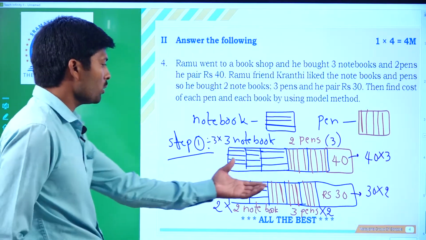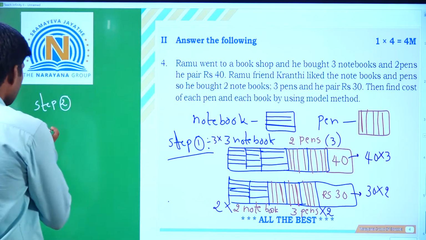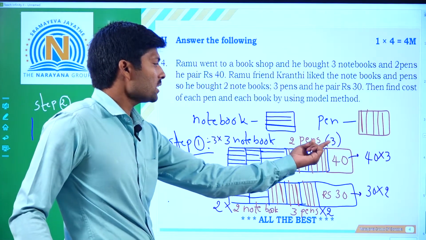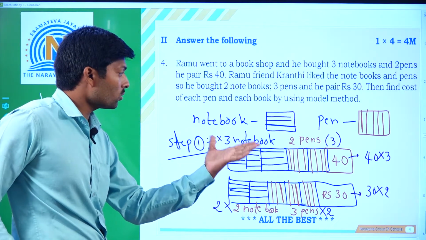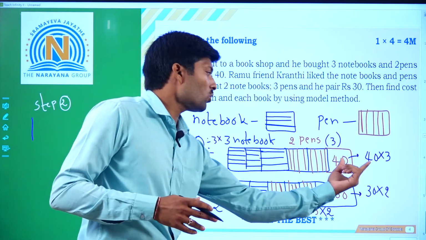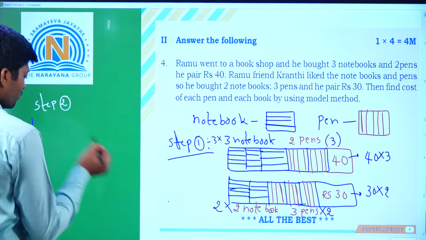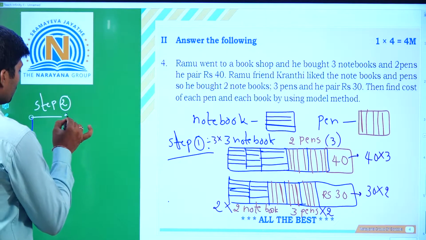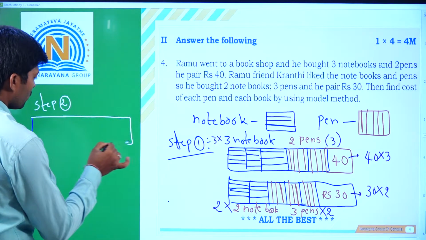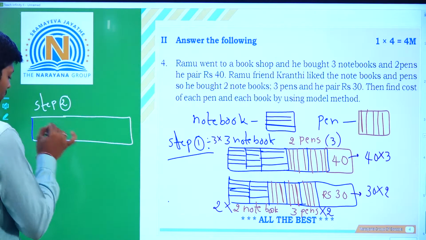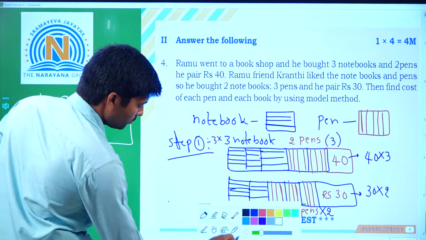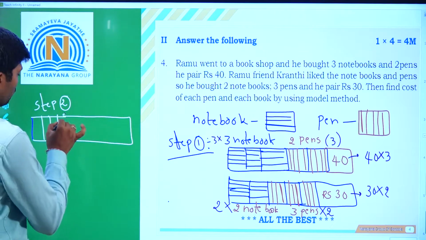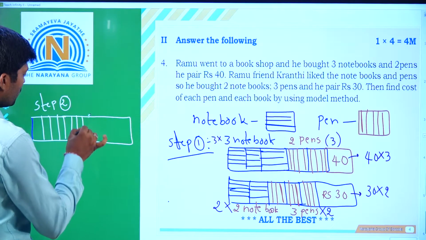Now, we have to represent this in the second step. In the second step, how many rectangular boxes are there in total? Here 3 3s are 9 and 2 3s are 6, so totally we have to draw 15 rectangular boxes, and one more rupees.